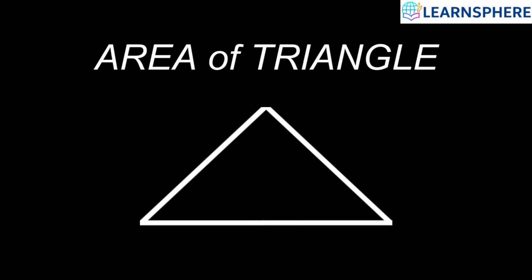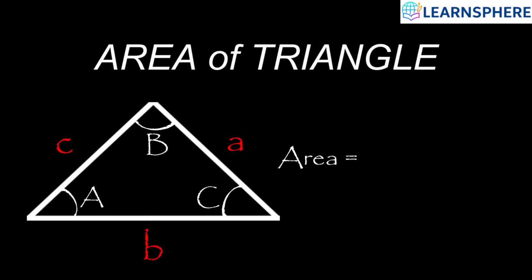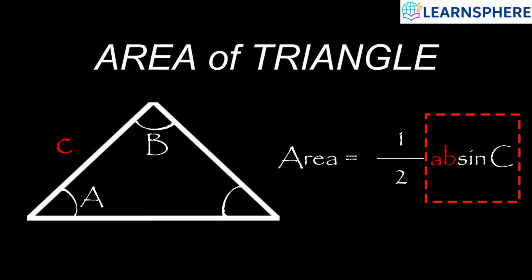Let's recap on this. If you have a triangle with angles A, B, and C, they are represented as capital letters, and the sides corresponding to your angles A, B, and C are small letters a, b, and c. Knowing this, we can use the formula of area of triangle by substituting small letter a, small letter b, and capital letter C as the angle to solve problems involving area of triangle in trigonometry.